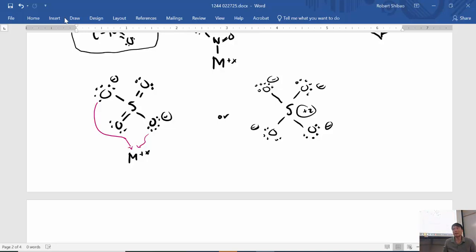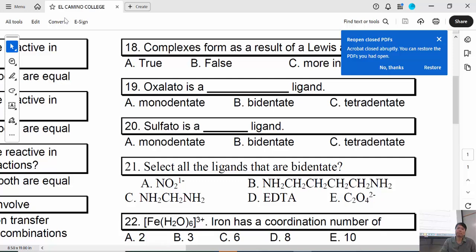Could it be bidentate? No, it's got to be monodentate. Oxalato, we talked about that. That's bidentate.